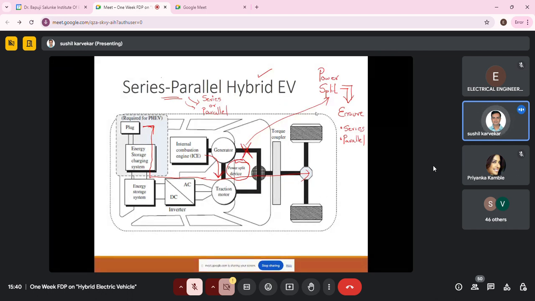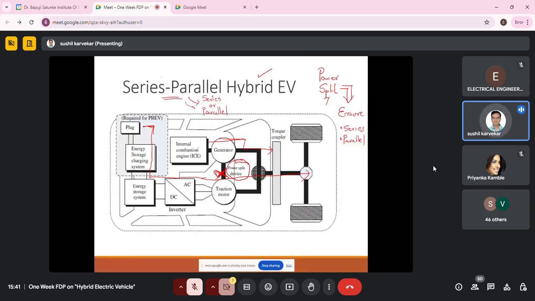Next, when I want parallel operation, in that particular instance, I will ensure that this connection, which was previously not present, would be brought into action. So now in parallel connection, this connection would be brought into action. On the other hand, the power split device would ensure that this second connection is not present. So this connection would be removed in case of parallel operation.